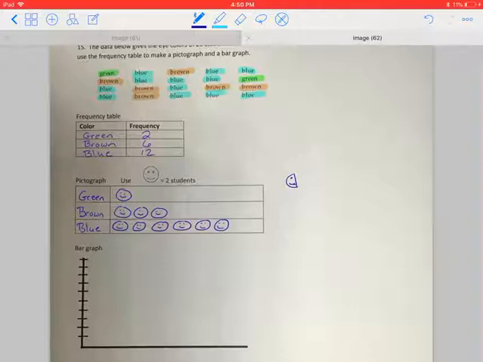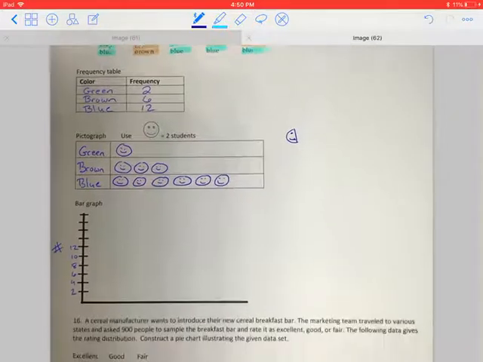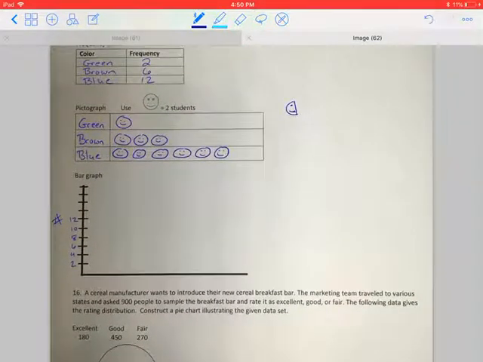All right, now we have our bar graph. So here I'm going to do my frequency or my numbers, and it looks like it only goes up to 10. And I have 12 blue eyes, so I'm just going to scale this by 2s. I'm going to go 2, 4, 6, 8, 10, 12. All right, and so I'm going to start with green, and then brown, and then blue.